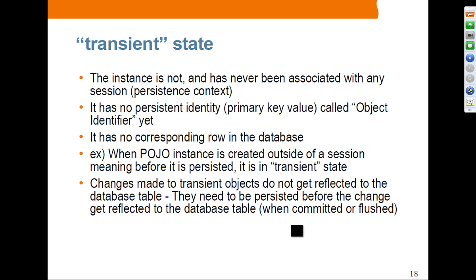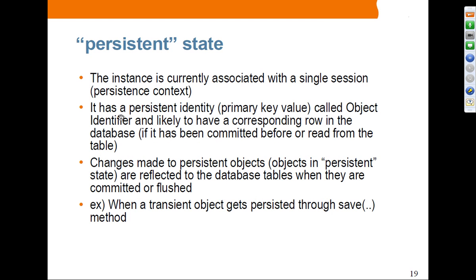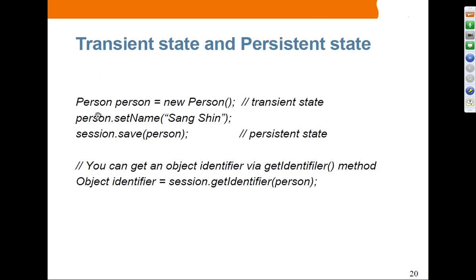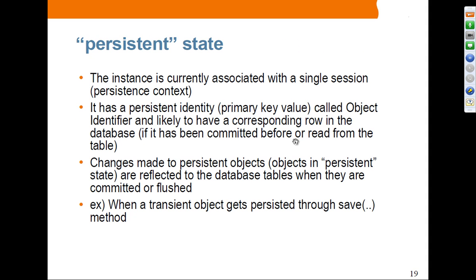All right, so let's look into each of these states in a bit more detail. First, the transient state. For a transient state object, the instance is not and has never been associated with any session or persistent context. Let me show you the transient state as an example. So this is an example here. When you create an object, that object is in transient state. Now when you save it, it will become persistent state. Okay, so let's go back to the presentation.